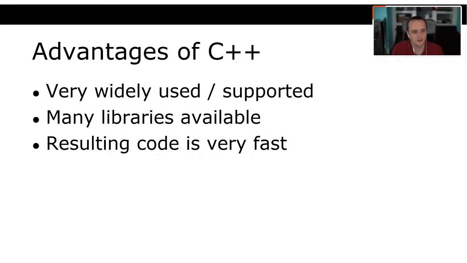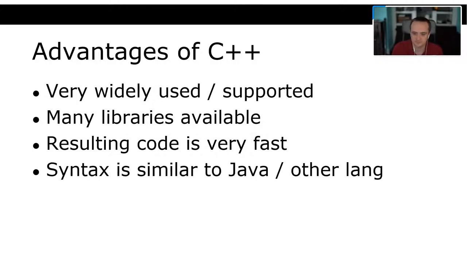If you write C++ in the correct way, the resulting code is very fast. But if you write it in an incorrect way, the same code written in C++ could actually be slower than in a programming language like Java. And so we're going to see why that is, things like passing by value versus reference, and how you allocate things, and using the heap versus the stack. If you write it correctly, it will be very fast.